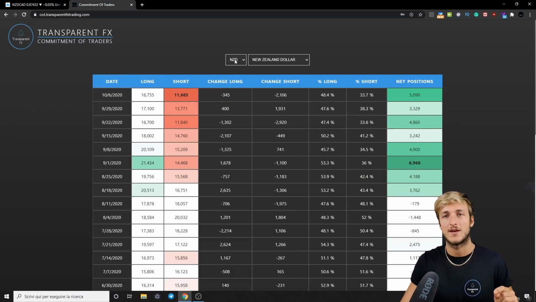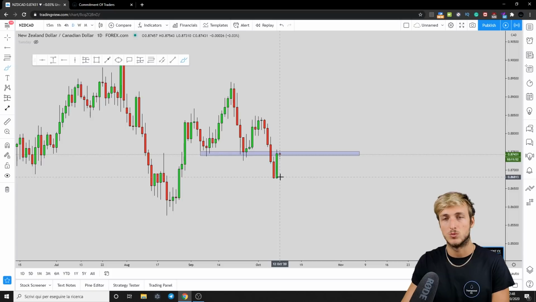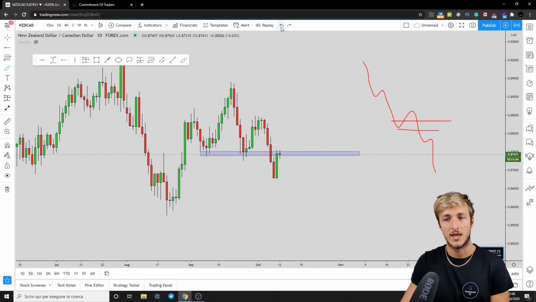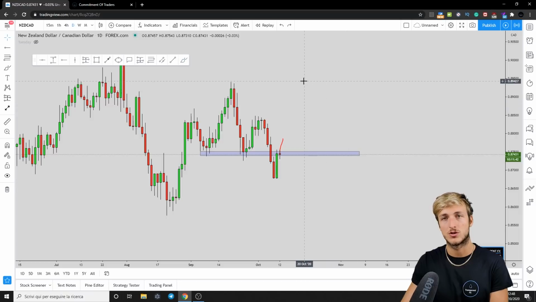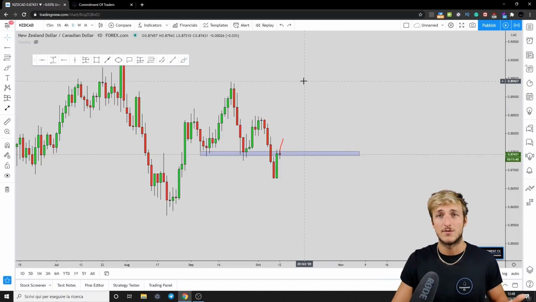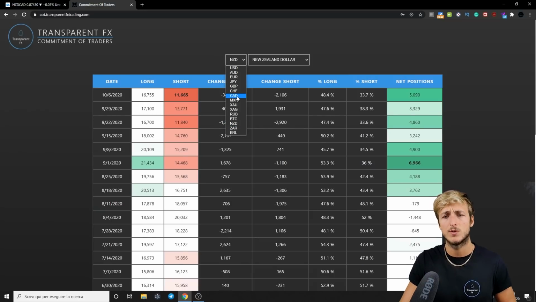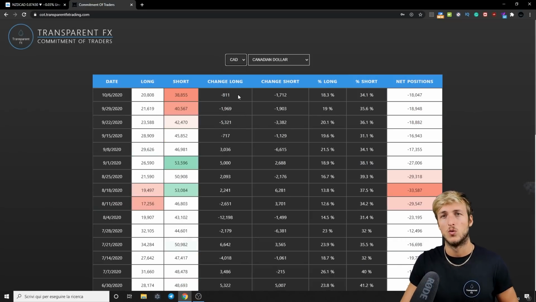Let's go and see what we have from a CAD perspective. From an NZD perspective, just remember this. Hedge funds are not interested in this move to the downside, as they have not been adding any shorts. If a market is moving to the downside and you're adding shorts, then you expect the market to continue lower. If you're actually closing shorts during a move to the downside, you definitely do not expect continuation to the downside. And if we go and see what we have from a CAD perspective, what we can see.